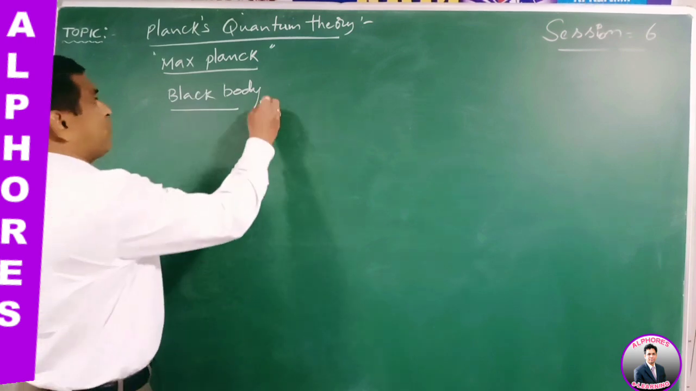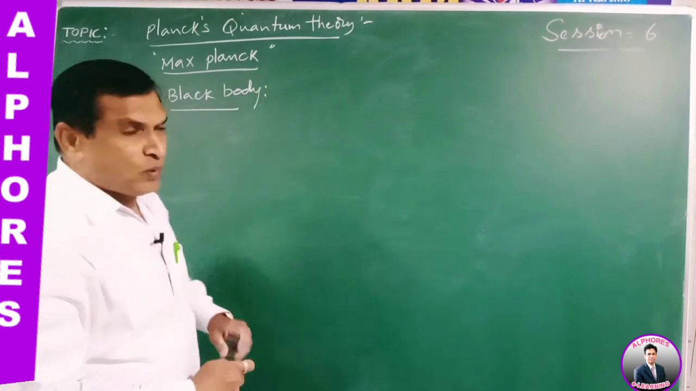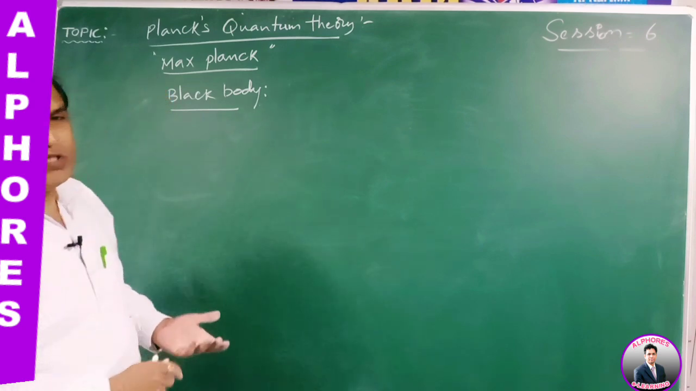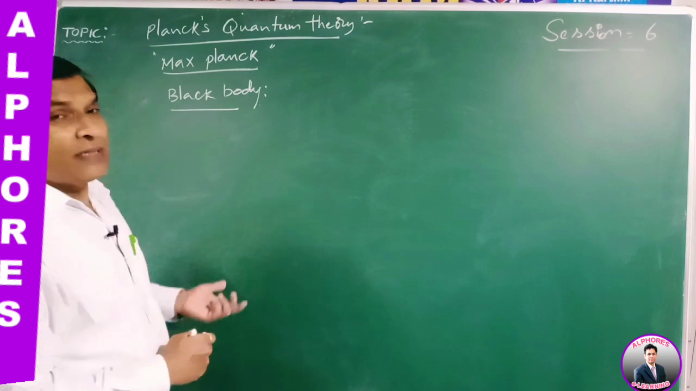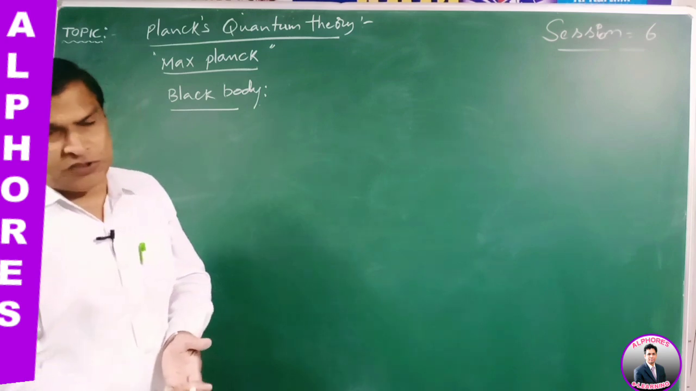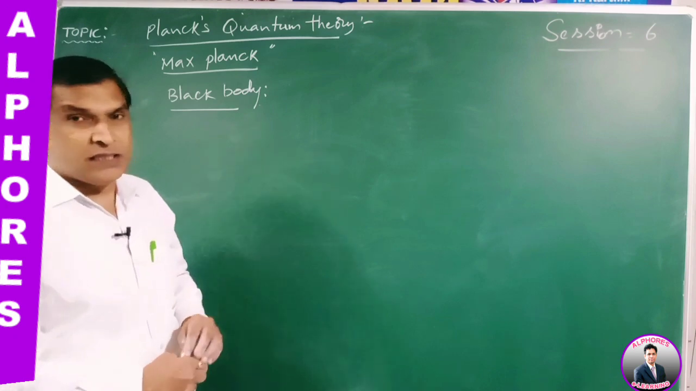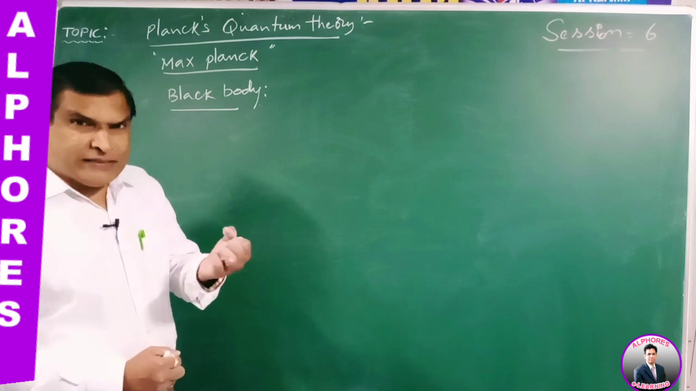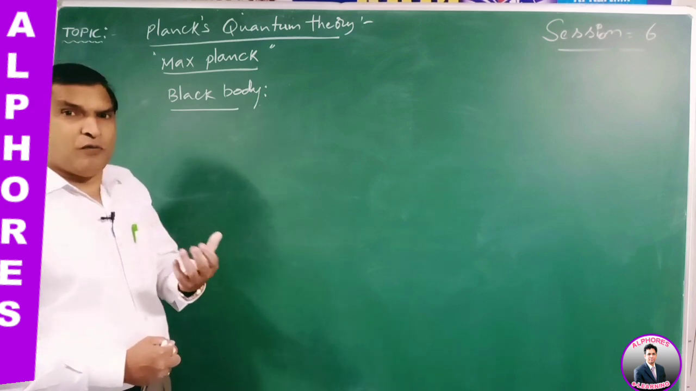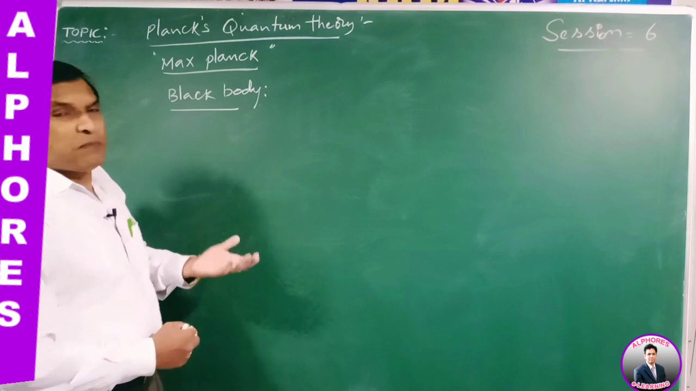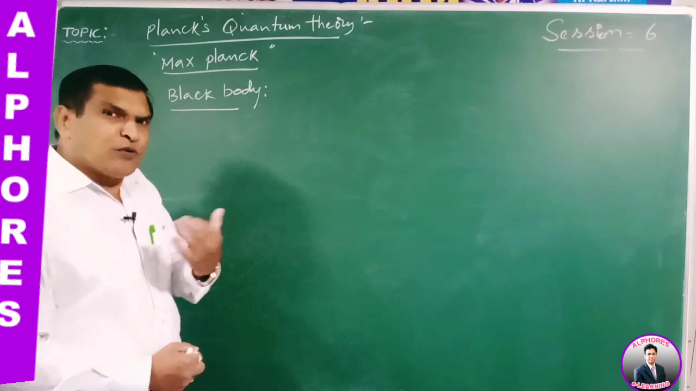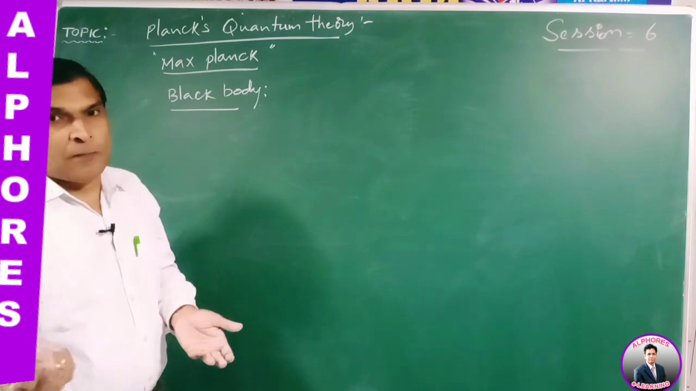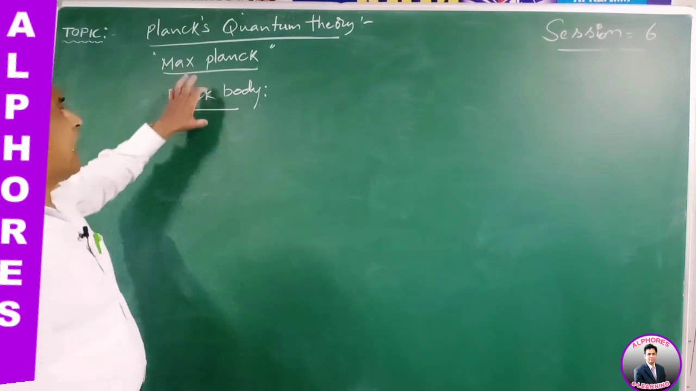Okay, what is a black body? The body which is a perfect absorber and perfect emitter of all radiant energy is called black body. That is the nature of the black body. Being a perfect absorber, it absorbs all wavelength and frequency radiations and it transmits all frequencies. That is the special nature of the black body.